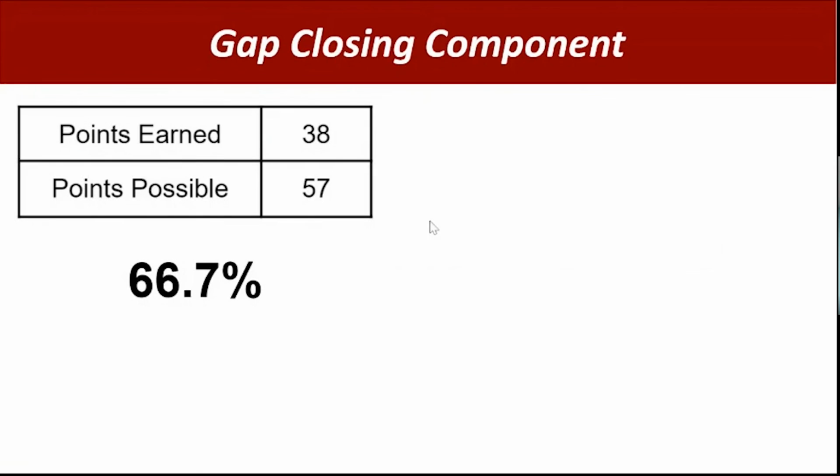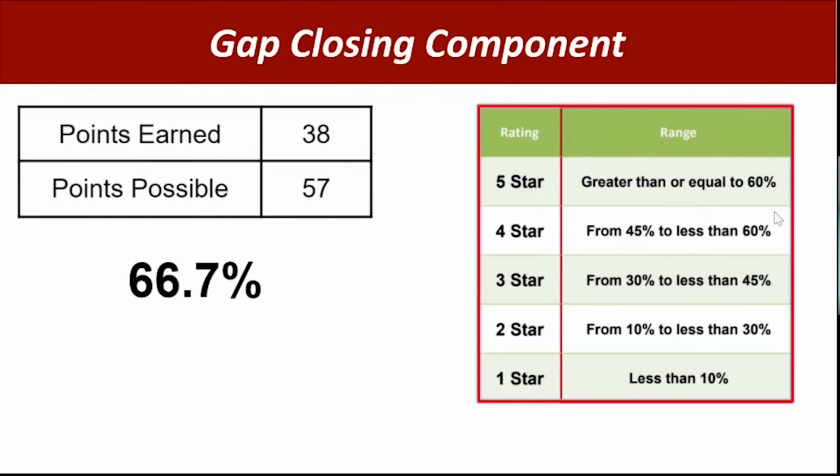Okay, so let's go back to our gap closing component. So going back, we had no adjustment needed there, 38 out of 57 points. If I were to divide that out, a 66.7% is the score that I have. And you can see that our grading scale is over to the right. And for that, anything above a 60% is going to earn you 5 stars.